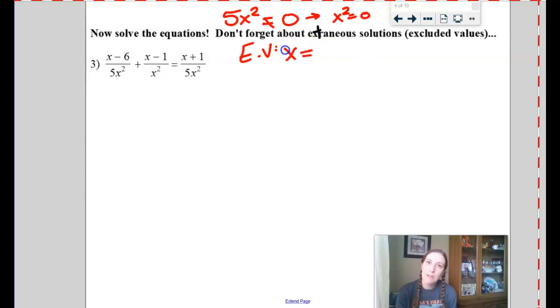So it turns out the only solution that I can't have is x equals 0. So that's not the solution, though. That's the one thing I can't have. So now when I come through and actually solve this problem, if I happen to get 0, I'm going to have to cross it off and call it extraneous.